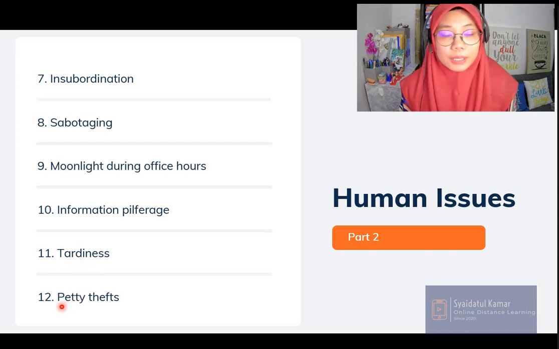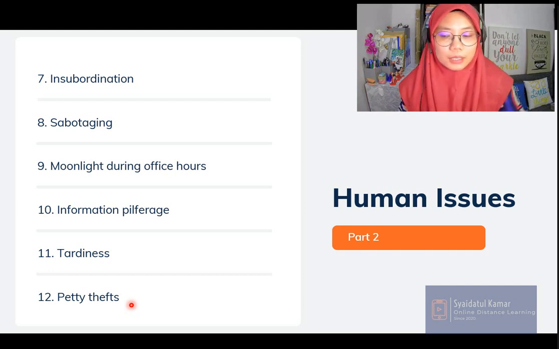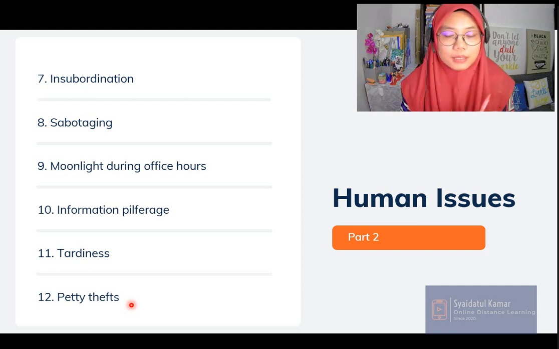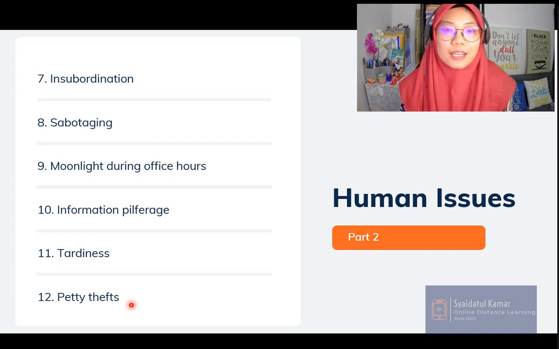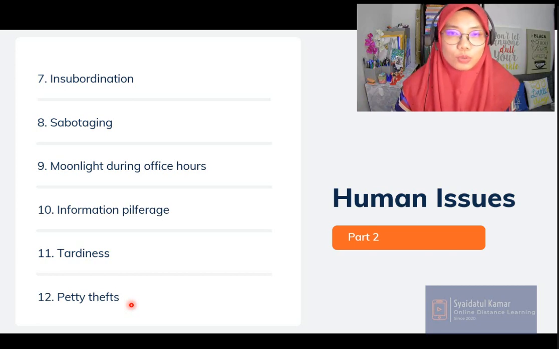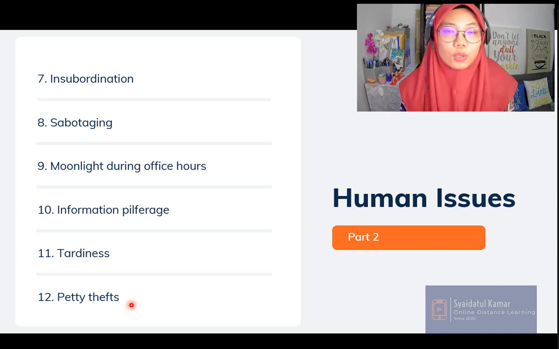Number 12 is petty thefts. So why is it petty? Petty means something that is not as important. For example, taking pens from the office, or taking a stapler and all of the office stationery and making it your own. You take it back and then give it to your own family members, your sisters and brothers, and probably your children for them to use. So that is what we call petty thefts.